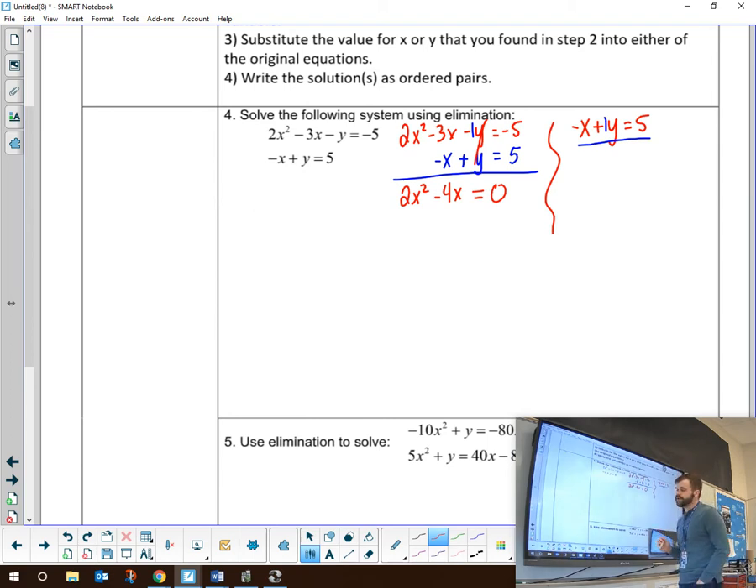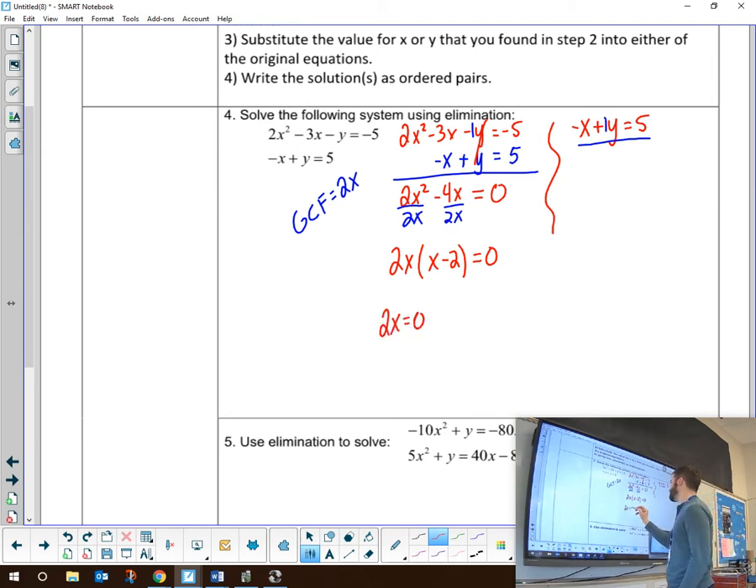So we eliminated here, and we're going to factor out my GCF first, right? My GCF for this one is going to be 2x. Notice how they both have an x in common when it equals 0. So we're going to divide this one by 2x, divide this one by 2x, and we're going to get 2x out in front times x minus 2 equals 0. Set my factors equal to 0. We're going to get 2x equals 0 and x minus 2 equals 0. Solve for x now.